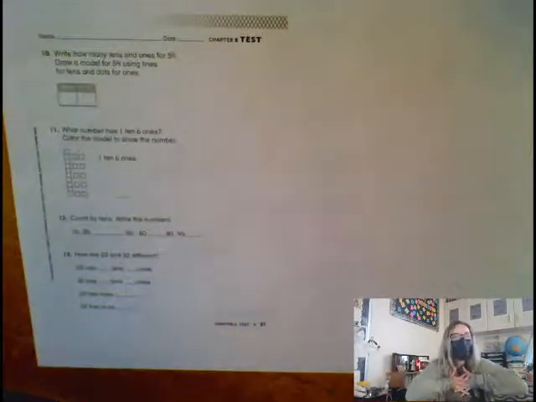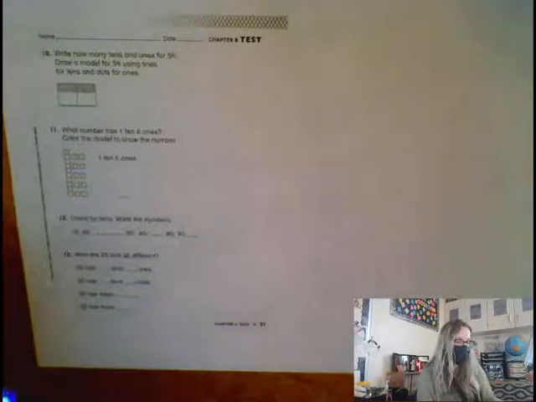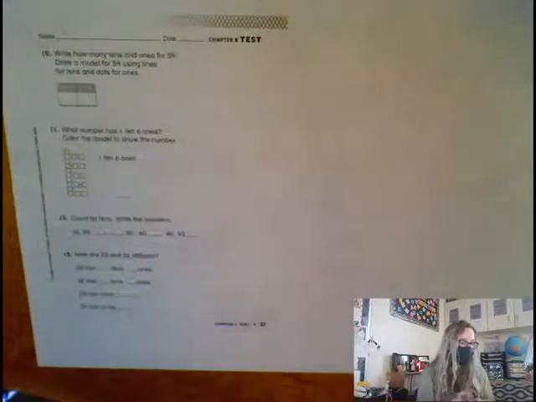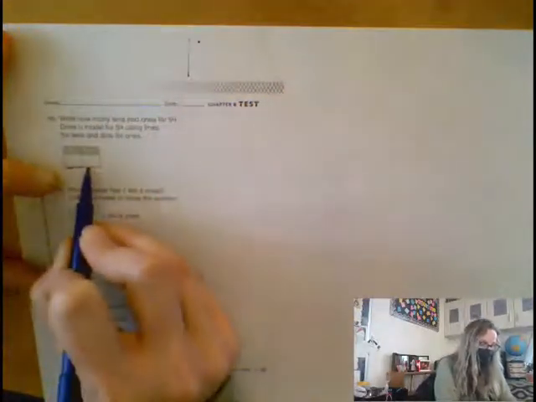Okay, number 10 says, write how many tens and ones for 54. Draw a model for 54 using lines for tens and dots for 1. So tens and ones, they want you to draw 54. So how many tens? Remember, these are our tens. And how many ones? Dots are our ones. So write out 54 and then put how many tens is there, how many ones are there. Okay?